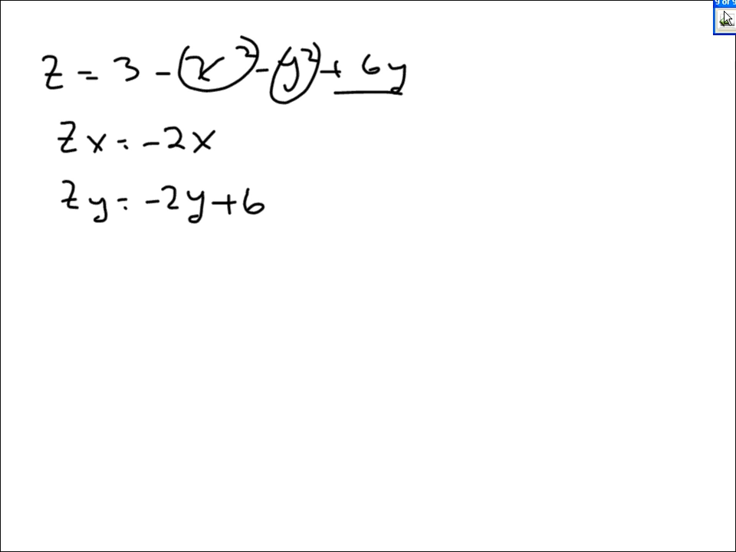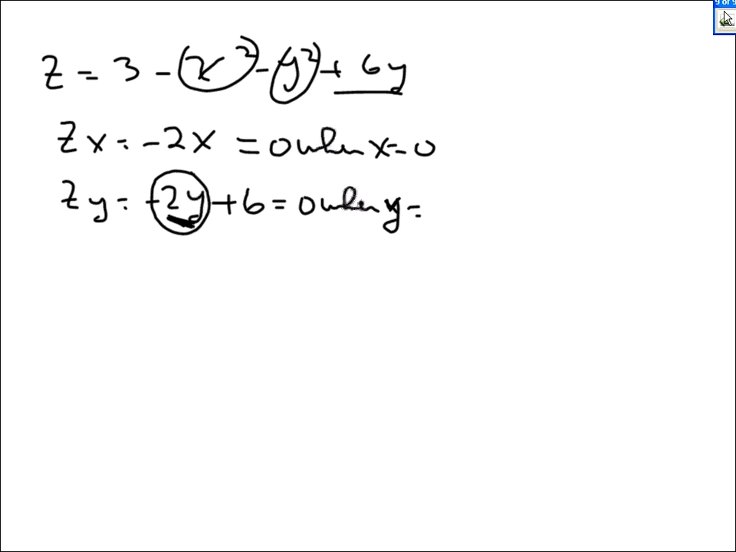And this equals 0 when x is 0. I want it to be horizontal. I want z x and z y to be 0. This equals 0. Well, this should be negative 6. So then 2y should be 6. That happens when y is 3. Negative 2 times 3, negative 6. You add 6, yeah, you get 0. Okay. So we have x and y.